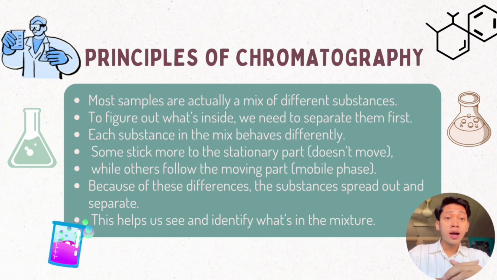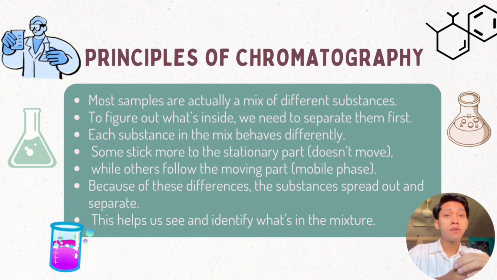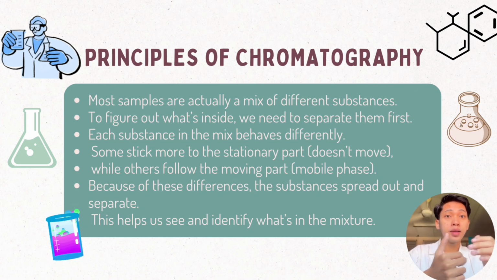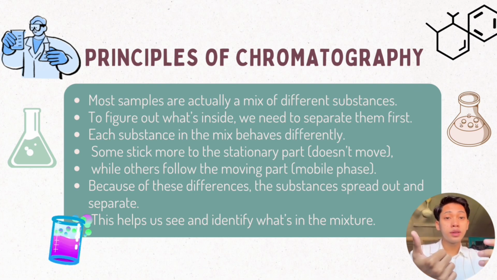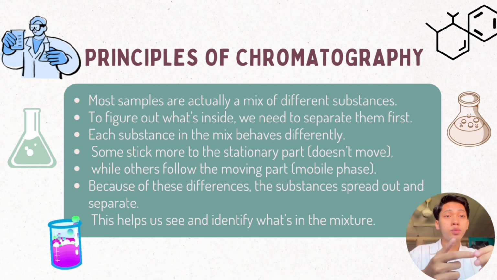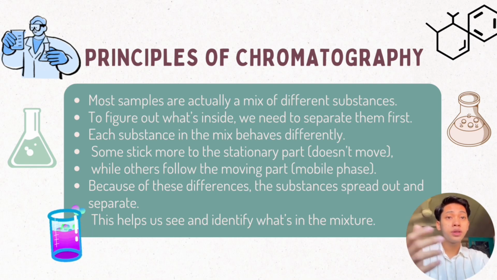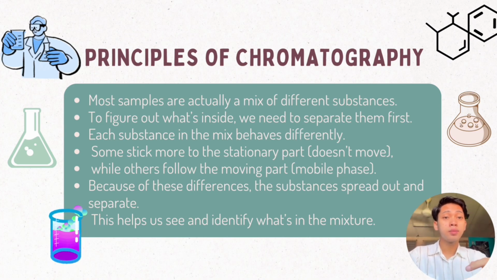Most samples are actually a mix of different substances, and to figure out what's inside, we need to separate them first. Each substance in a mix behaves differently. Some stick more to the stationary part, which is the particles that don't move, while others follow the moving part, which is the mobile phase. Because of these differences, the substances spread out and separate. This helps us to see and identify what's in the mixture.